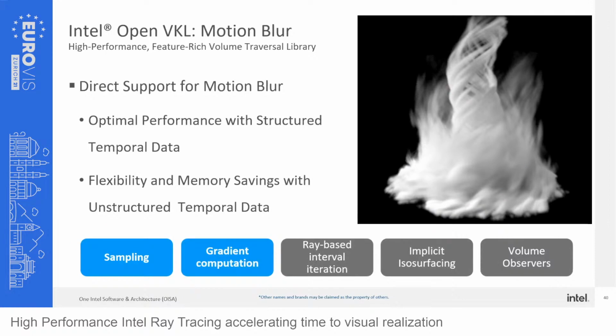Diving in on some more of those features that are important for VFX developers and artists, OpenVKL now offers direct support for motion blur, though this is currently only for our dense grid volume type. OpenVKL's API gives users the flexibility to match their temporal data to their needs. We offer a very fast, high-performance, structured temporal data representation, that is, same number of time steps per voxel. And we also offer the flexibility and memory savings of fully unstructured temporal data, commonly referred to as TUVs. That is an arbitrary number of time samples per voxel. Here, once again, you're seeing functionality coupled with performance and flexibility.